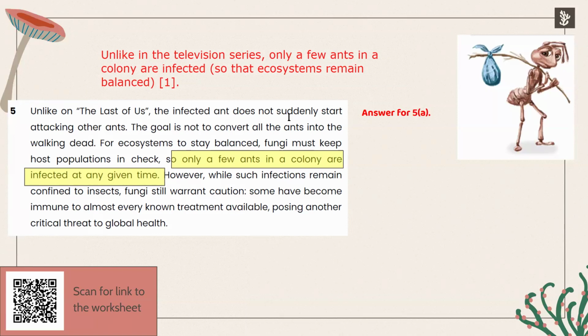Well, right? Unlike The Last of Us, the infected ant does not suddenly start attacking other ants. Actually, that one is fine too. Right, Vihan, that one is fine. Okay, the reason why this one is the better answer is because I think it captures the difference a lot more obviously. Because the reason why they don't start suddenly attacking other ants is because they have a different goal. Do you follow me, Vihan?